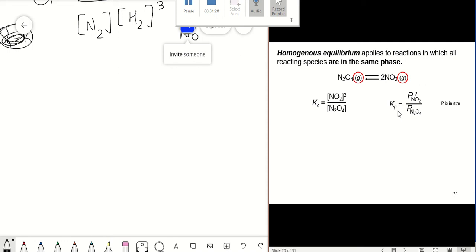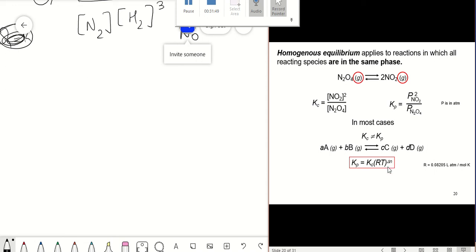This does not mean that the values of Kc and Kp are the same. In most cases, in fact, Kc is not going to be equal to Kp. Is there a relationship that relates Kc and Kp though? Yes. For a given reaction, Kp equals Kc times RT to the power of delta N.